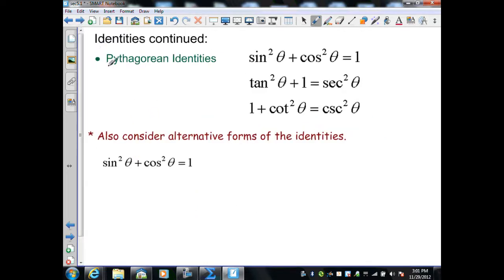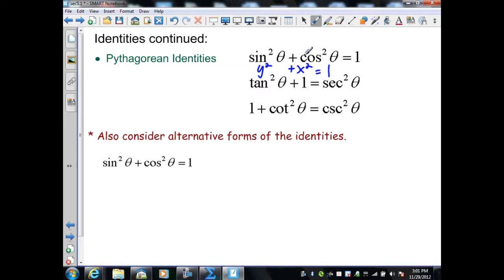Identities continued, we have the Pythagorean identity. Again, on our unit circle we have sine represented by our y, which would be squared, plus cosine theta is represented by x, which is squared, equals 1. Therefore, in a unit circle, x squared plus y squared equals 1. And that's how we achieve sine squared theta plus cosine squared theta.